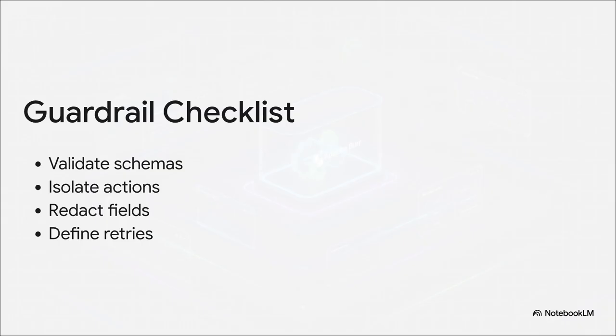Define strict retry and timeout policies per action. Monitor those error rates in production. And, this is a big one, never push a Burr version upgrade without rehearsing your database rollback plan first.